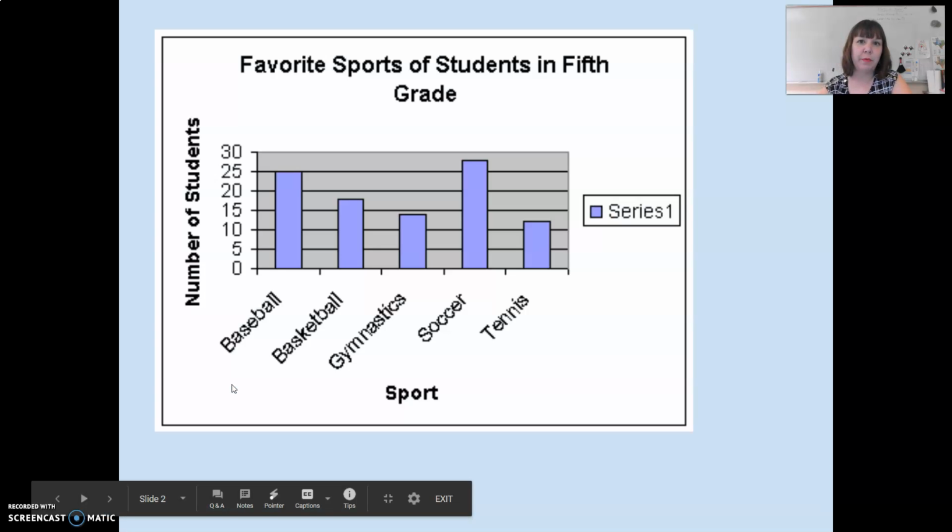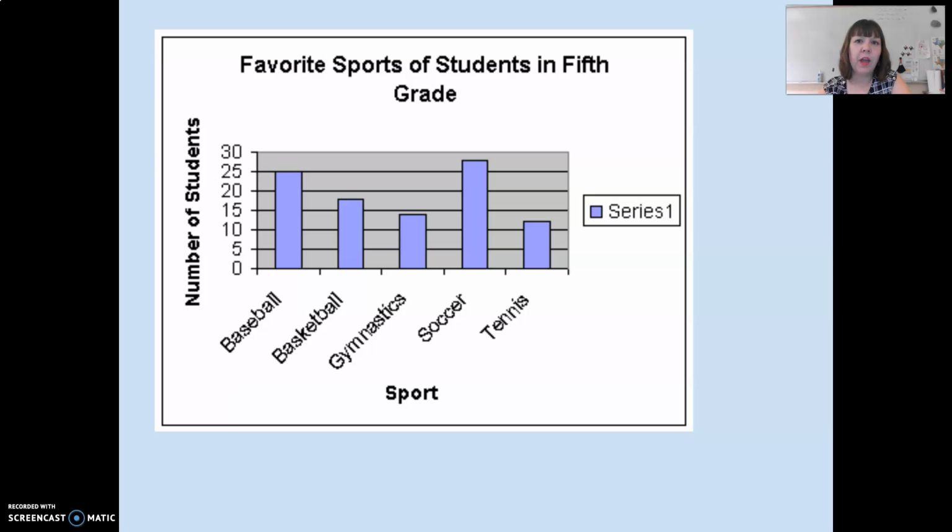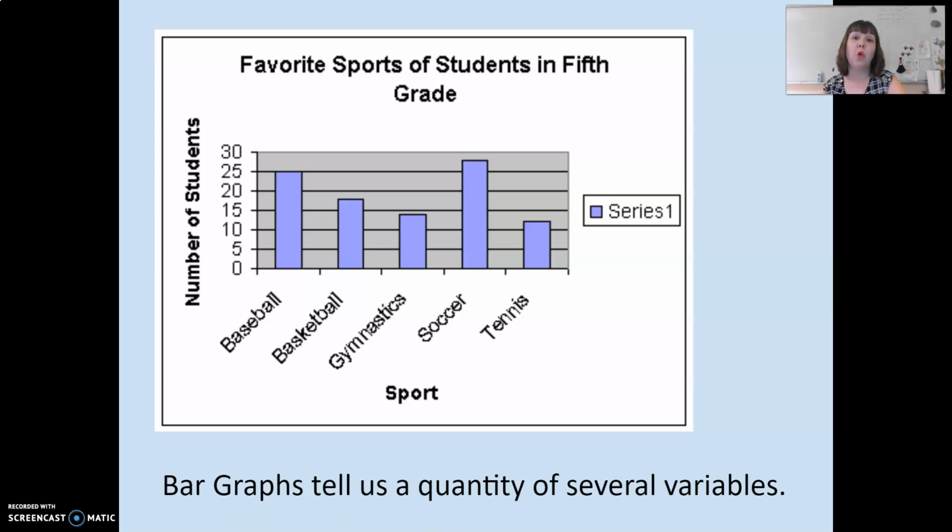This is the first type of graph that we're going to look at. As you can see, this is some favorite sports of students that are in the 5th grade. And what type of graph would you call this one? This is a bar graph. You can see the little bars here, and the little bars tell you how much. So bar graphs just tell us a quantity of different variables.